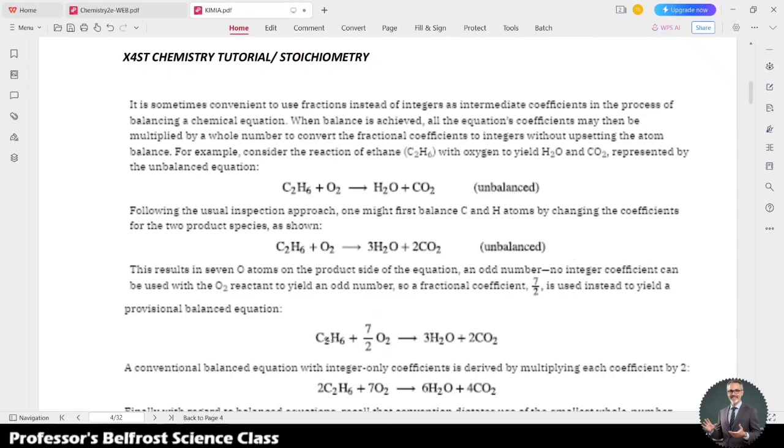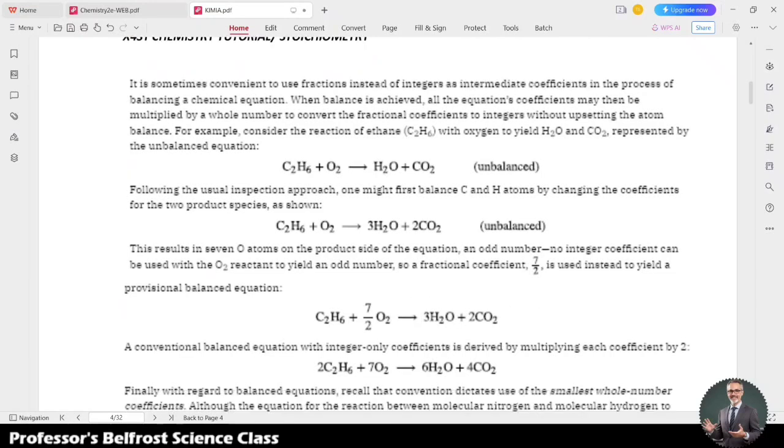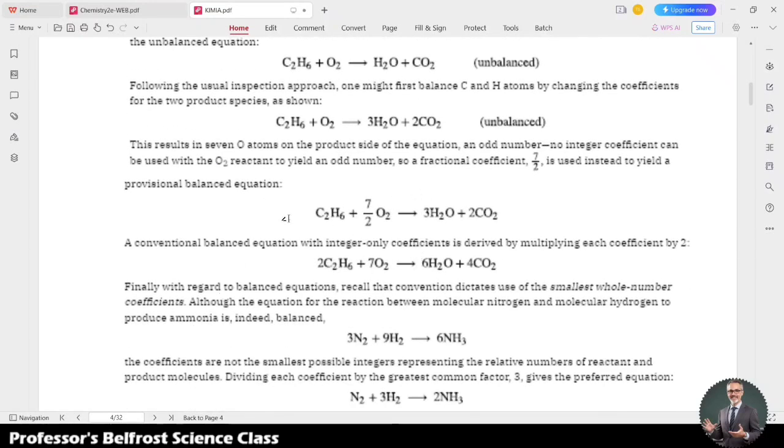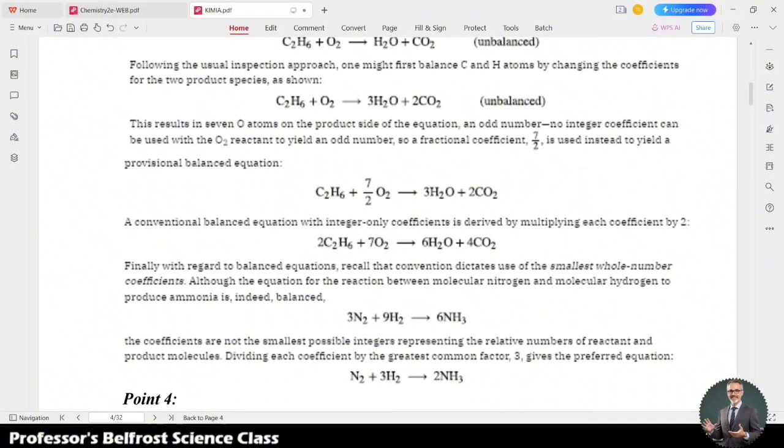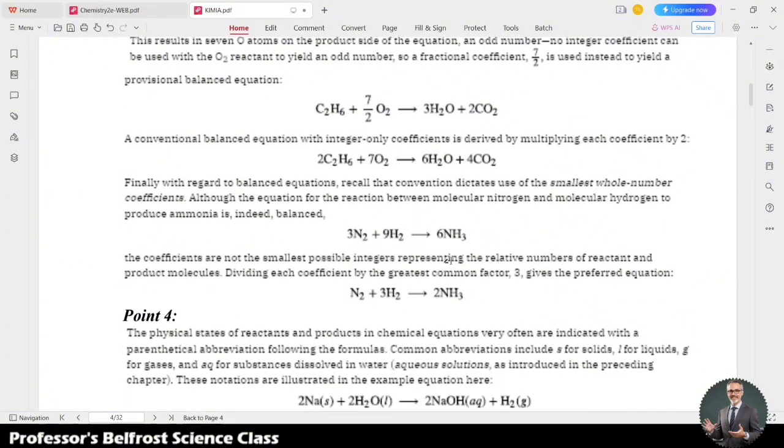So C2H6 plus 7 halves O2 gives us 3 water and 2 carbon dioxide molecules. And then after this we just need to multiply each coefficient by 2 to omit this fraction. So we make it to be this last form: 2C2H6 plus 7 O2 makes 6 H2O plus 4 CO2. And yeah, this has been solved.